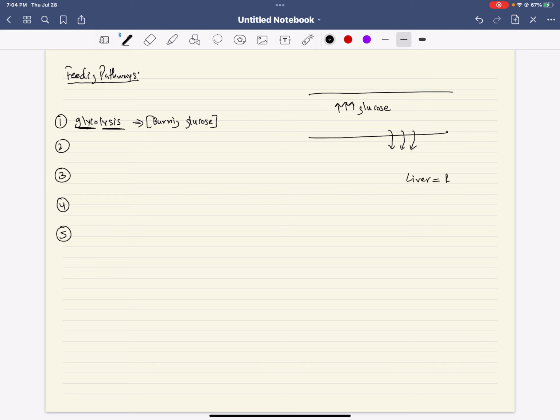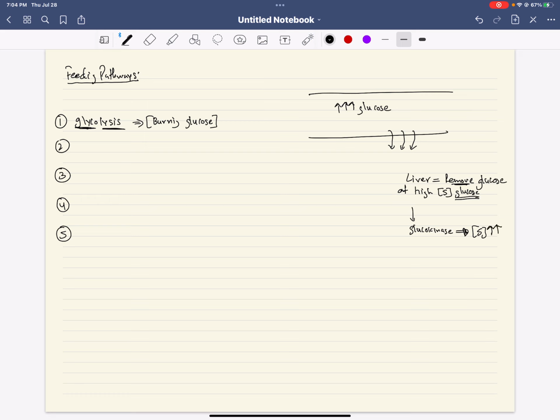Liver removes glucose at high concentration. When substrate concentration is high, which substrate here is glucose, right? Our liver has an enzyme called glucokinase. Glucokinase works very efficiently at high substrate concentration. You need to memorize that.